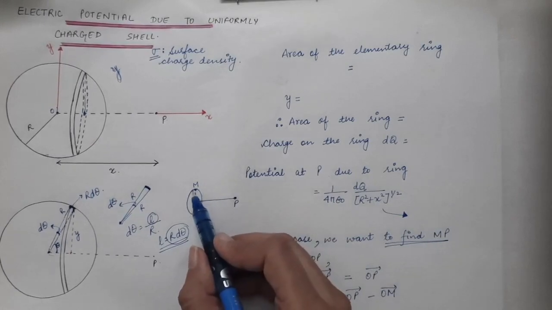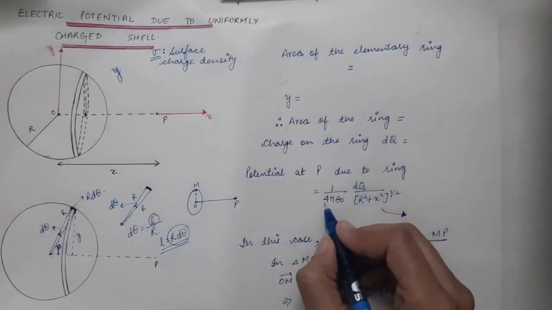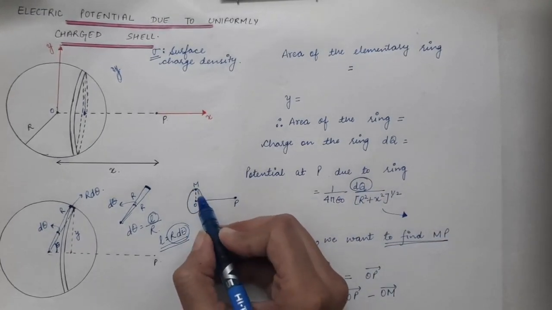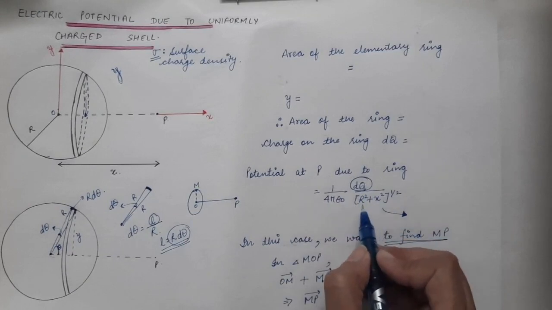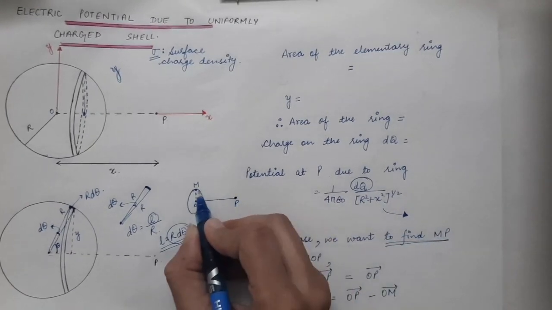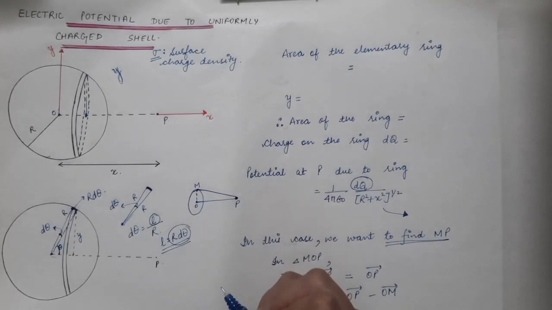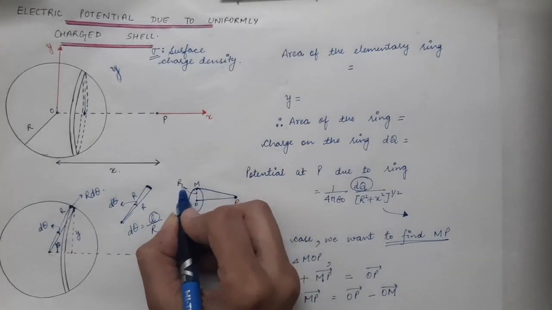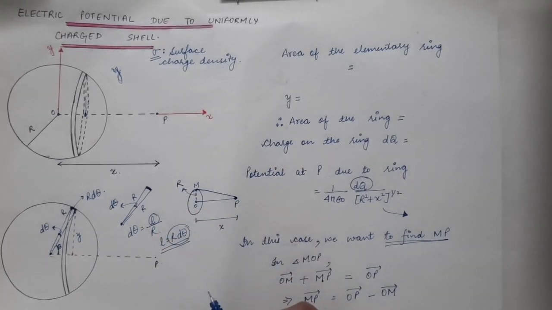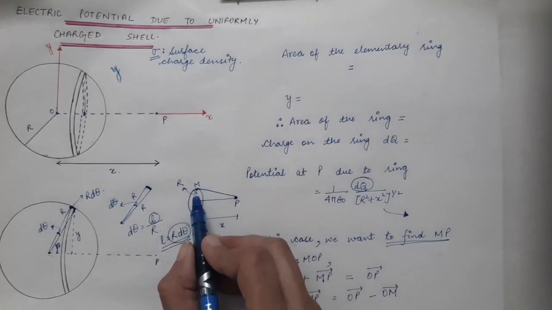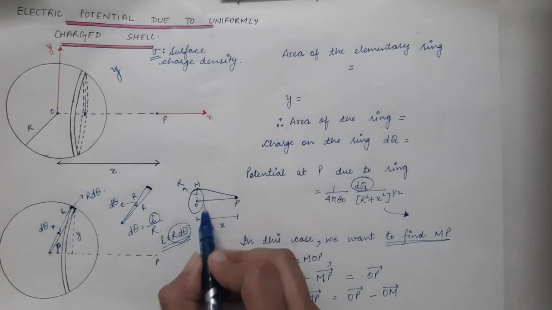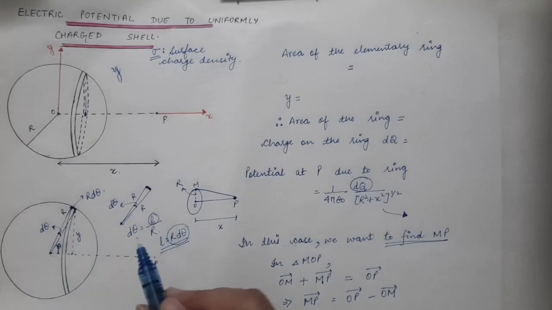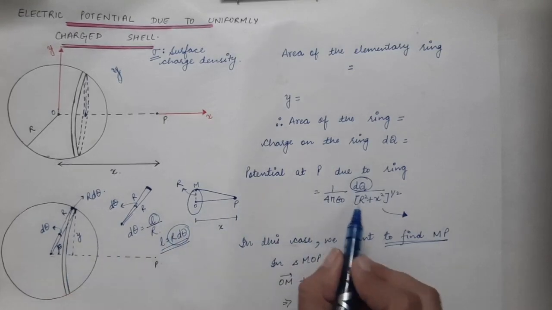So the electric potential due to a ring comes out to be equal to 1 by 4 pi epsilon naught into the charge on the whole ring, let's say that is dq, divided by the distance of the observation point from the circumference of the ring. This distance was considered to be equal to x, and the radius of the ring was considered to be capital R in the previous lecture. You can go through the previous lectures. But in this case the radius of the ring is equal to y, so instead of capital R we will be using y.